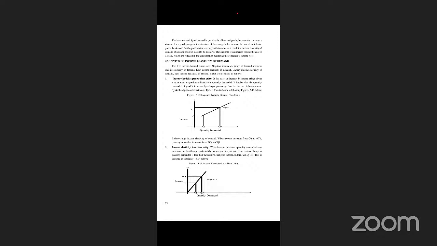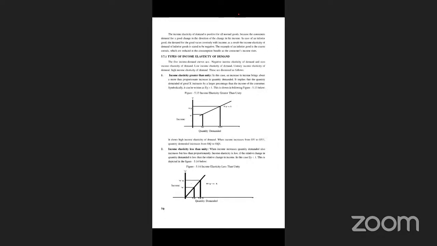And Y here is denoting income. Unlike in the previous graphs, where on the y-axis it was price, now here it is income, Y. Income is denoted as Y. And on the x-axis, it is the same, quantity demanded. Next is unitary income elasticity, a condition where EY is equal to 1.